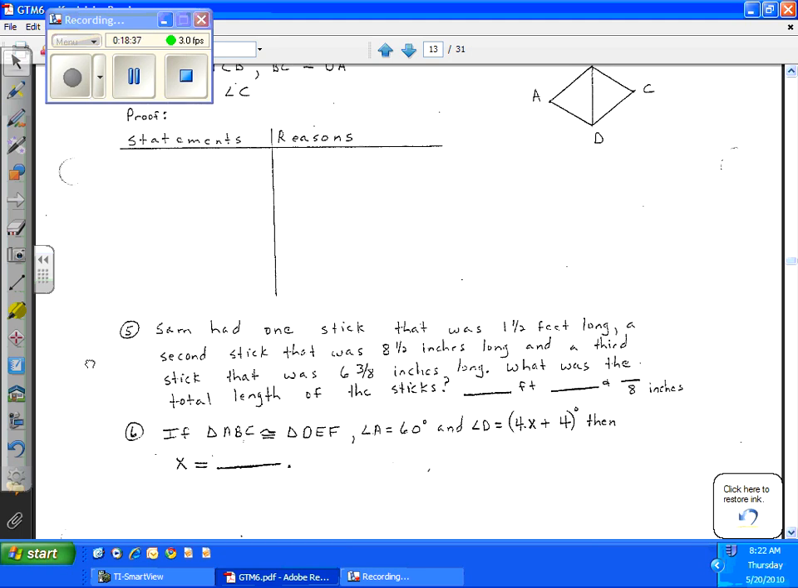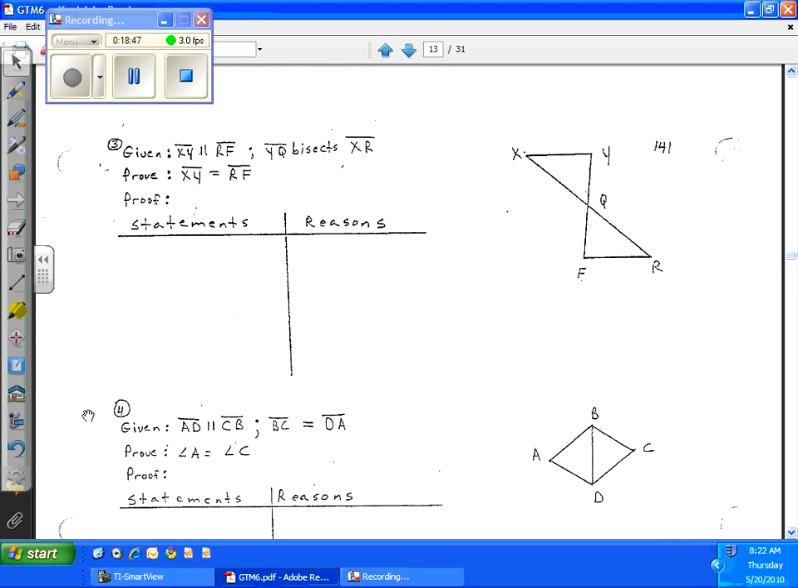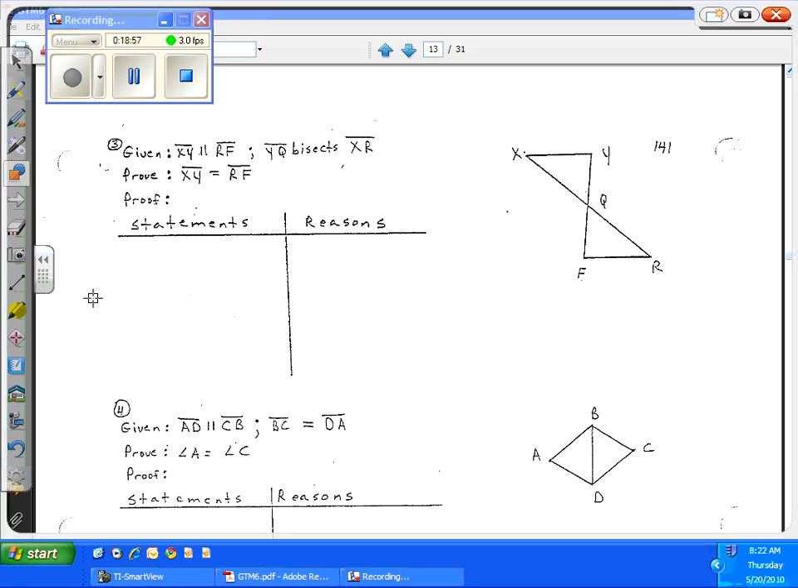And then there's a couple of proofs here you're going to do by yourself, and then there's a little bit of extra math and some discovery learning. Let's just go through one entire proof again with you, just to give you that encouragement.